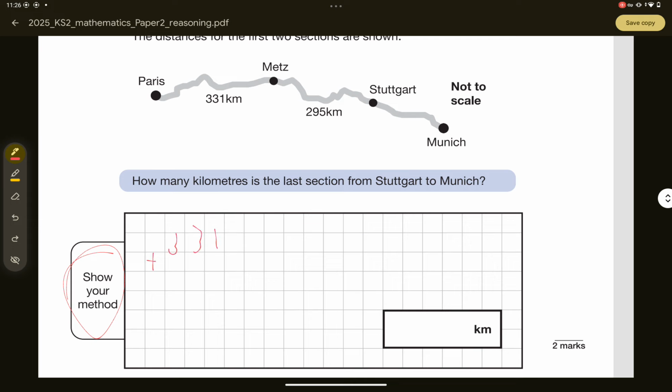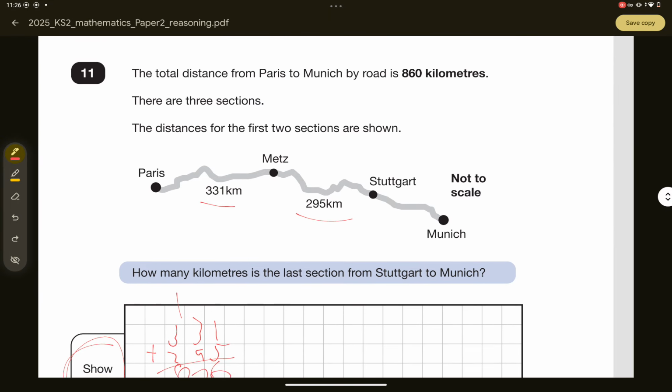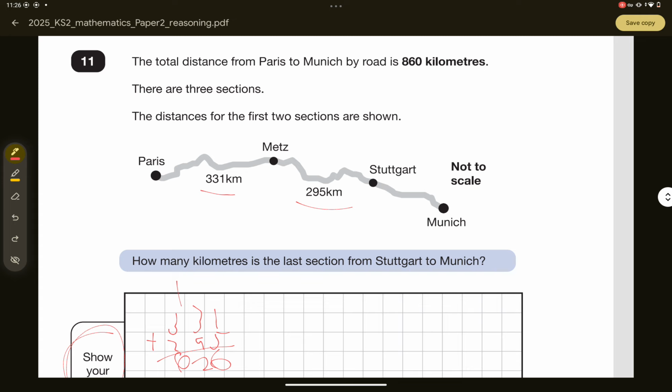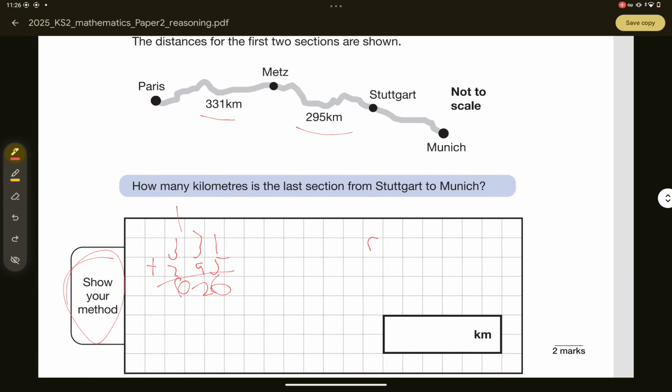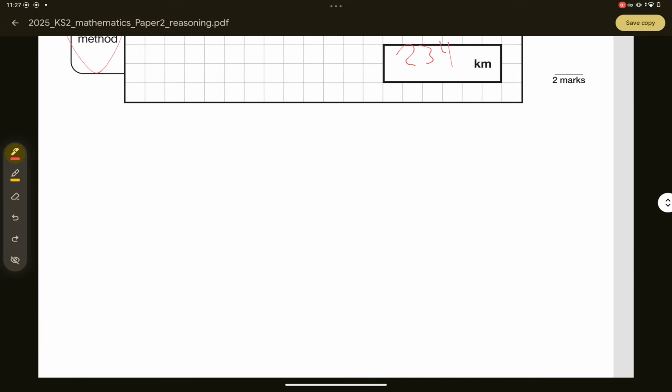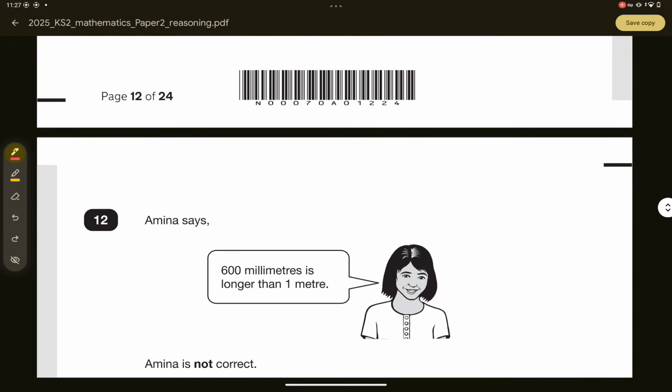331 plus 295. We need to add these 2 together first of all. So that would be 6, 12, 6, 6, 9, 6 to 6. And the total distance is 860 kilometers. So 860 minus 626. And then 5, 10. So that would be 4, 3, 2. 234 kilometers. So that would get us 2 marks.